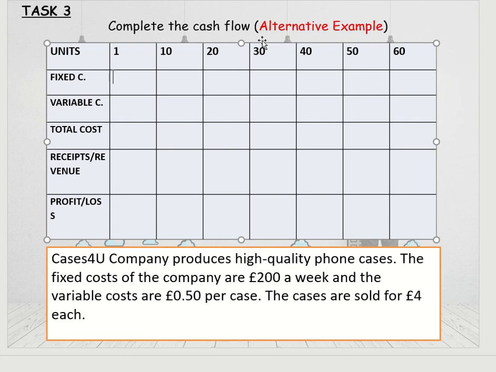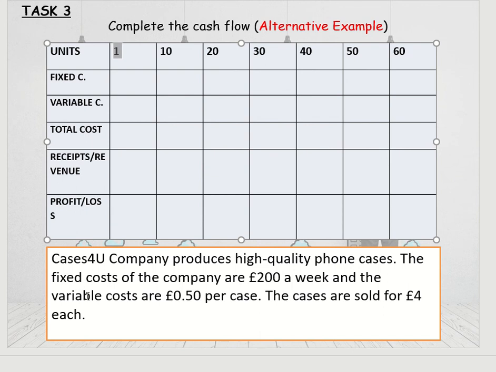Right, in this example, we're going to look at cash flow. It's a slightly different one than that's in your booklet. In your booklet, there is a typing mistake. It needs to be 1 here, 1 unit, and then 10, 20, 30, 40, 50, 60 units. This one is all to do with cases for you. It's a company that produces high-quality phone cases.